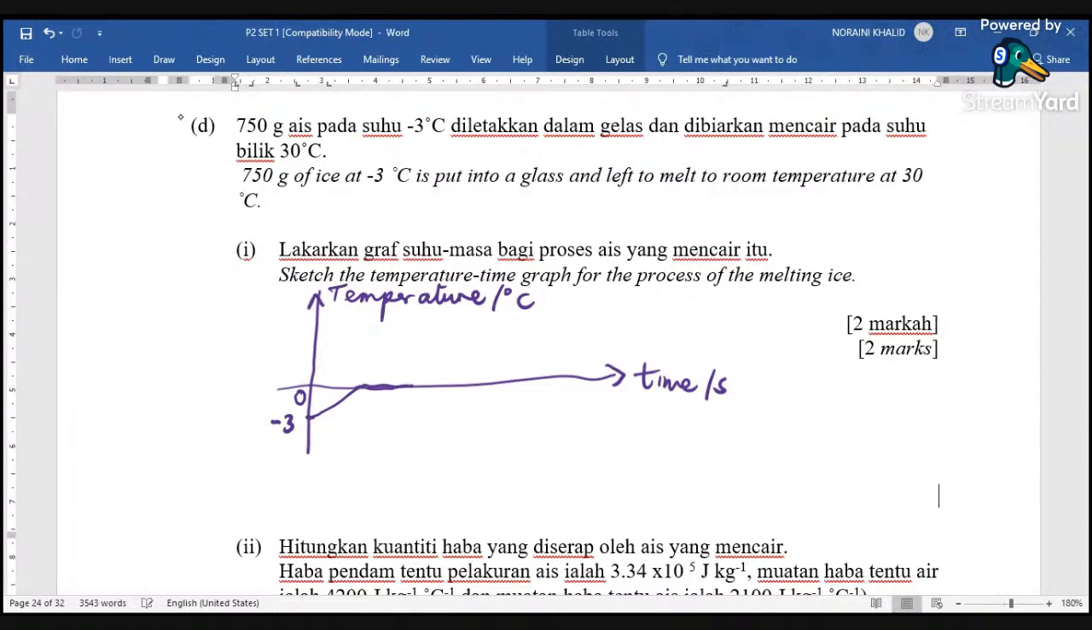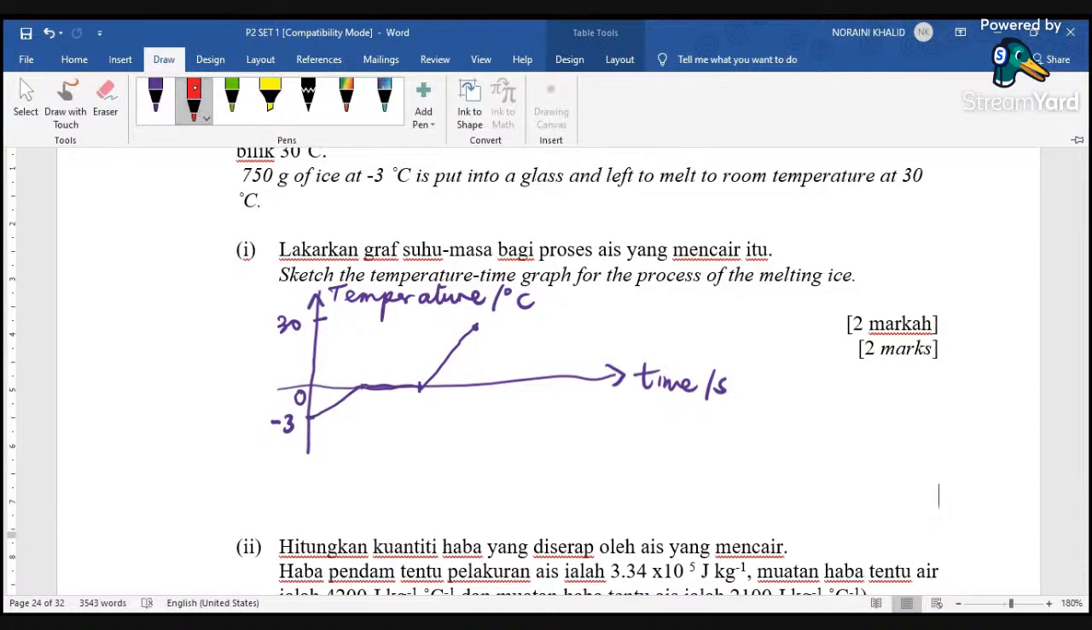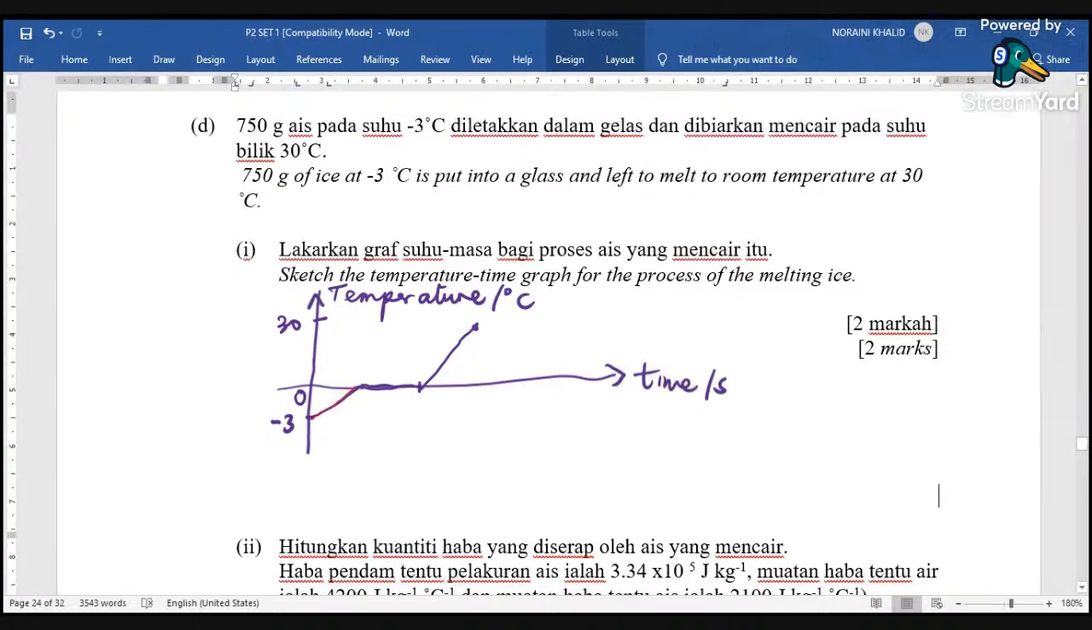So this ice is solid. Here is the melting point. At this point all changes to liquid, and then heat is absorbed again. Temperature increases to 30. Let's say here is 30. So the graph should be like this. If you cannot see that, I can make it red color. So this is the line of the graph.